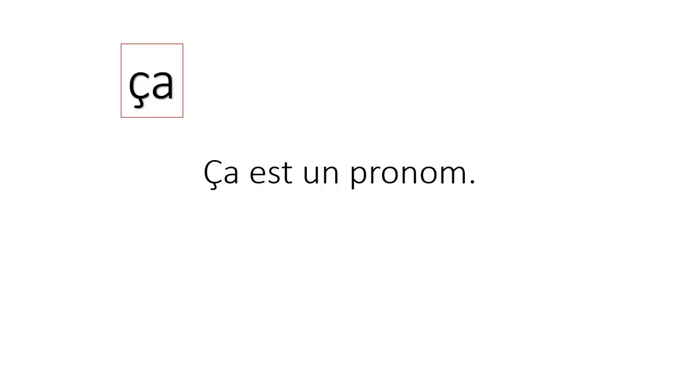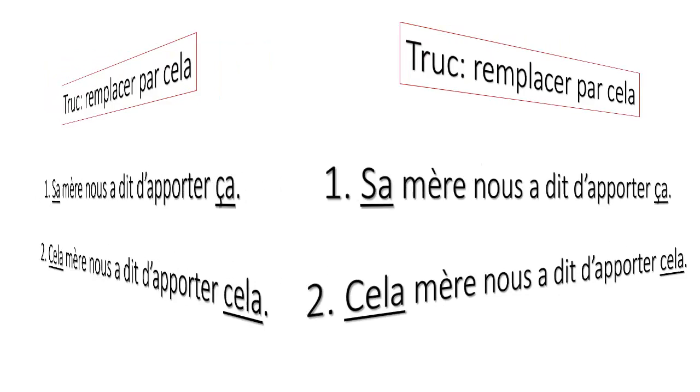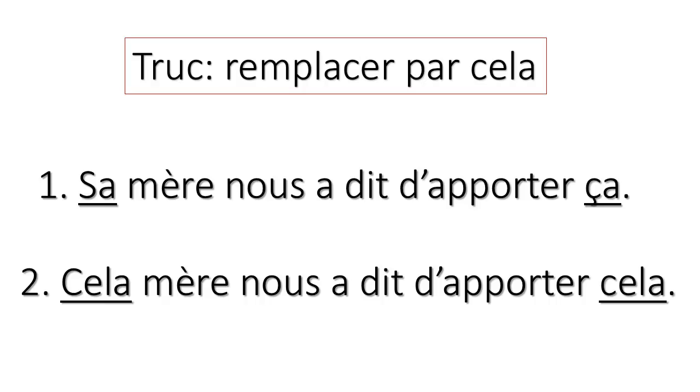Ça, written C-A, is a pronoun. Let's look at some examples. Il ne reste plus que ça. Example 2. Ça y est. Je n'en peux plus.